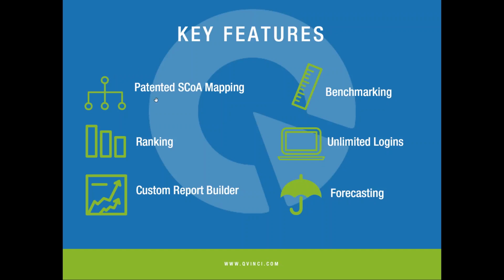Now, the main key feature that we haven't explored yet is patented standard chart of accounts mapping. This is where Qvinci won its patent last year. Basically, the patent covers dynamic mapping to a standardized chart of accounts. And by standardizing the chart of accounts, Qvinci can provide you consolidation that is up to date and accurate. It allows us to provide the peer benchmarking and show you how you compare to that top 10% or against the average.